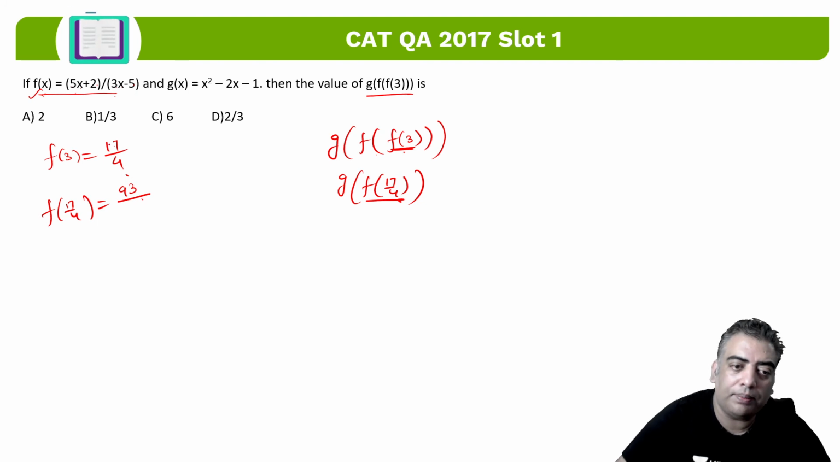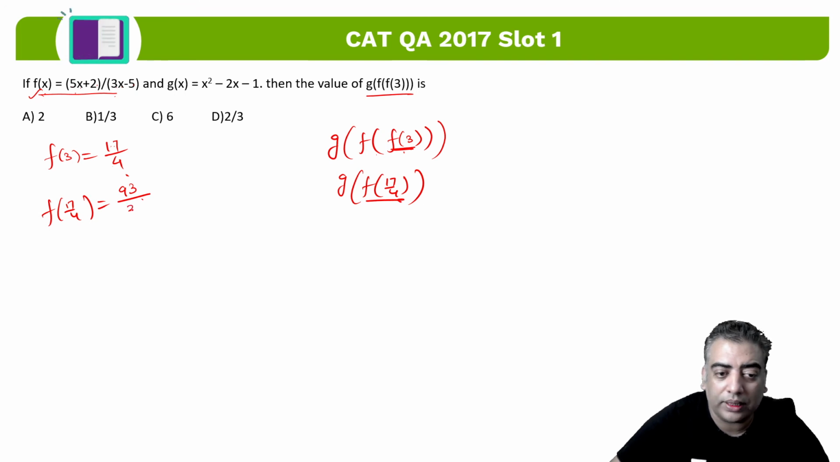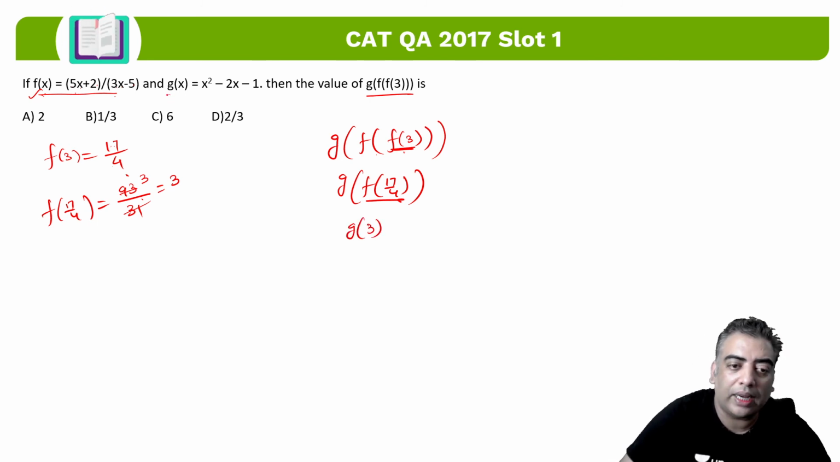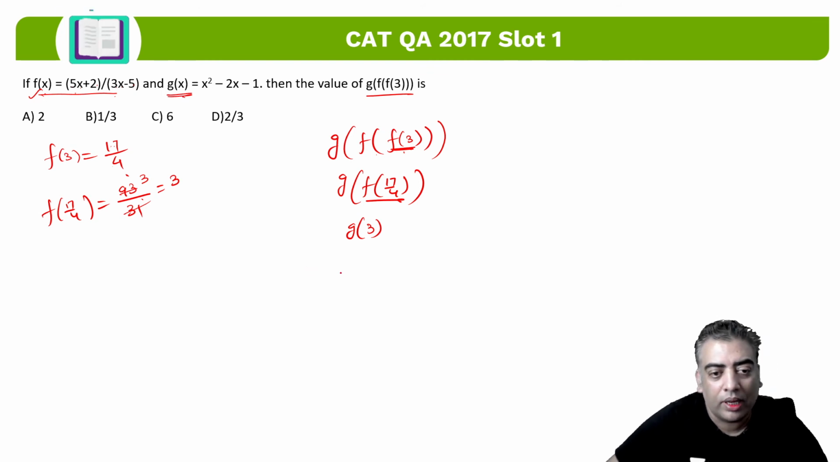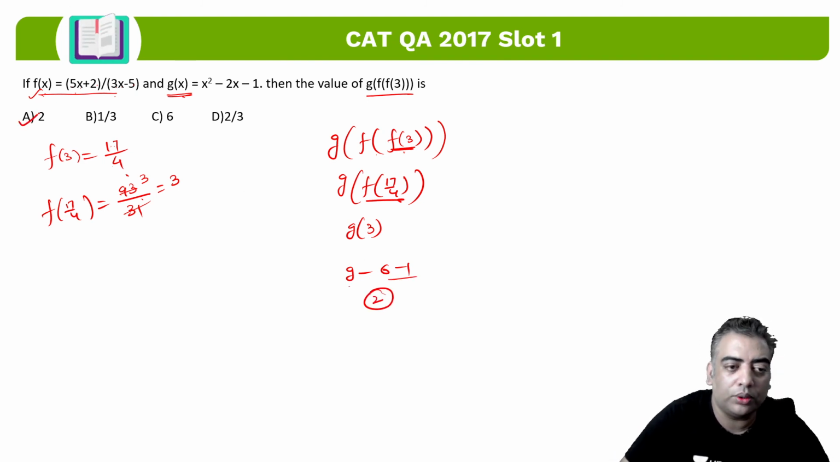And the denominator will be 17 by 4 into 3 minus 5. 3 into 17 is 51 and 4 into 5 is 20. 51 minus 20 comes out to be 31. And this value gets cancelled out here by 31, so the value comes out to be 3. Now we only need to calculate g3. So put x equal to 3 in this case. So that will be 3 square, 9, minus 6 minus 1. So 9 minus 7, the answer comes out to be 2, which is answer option A.